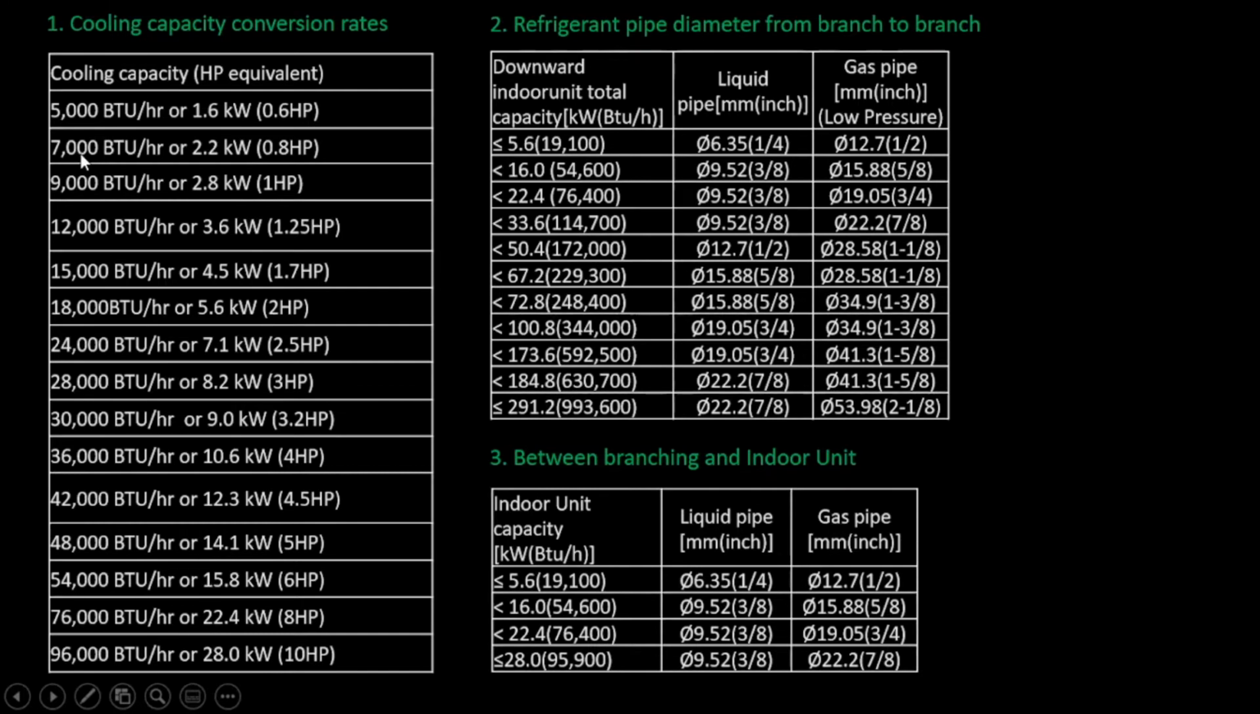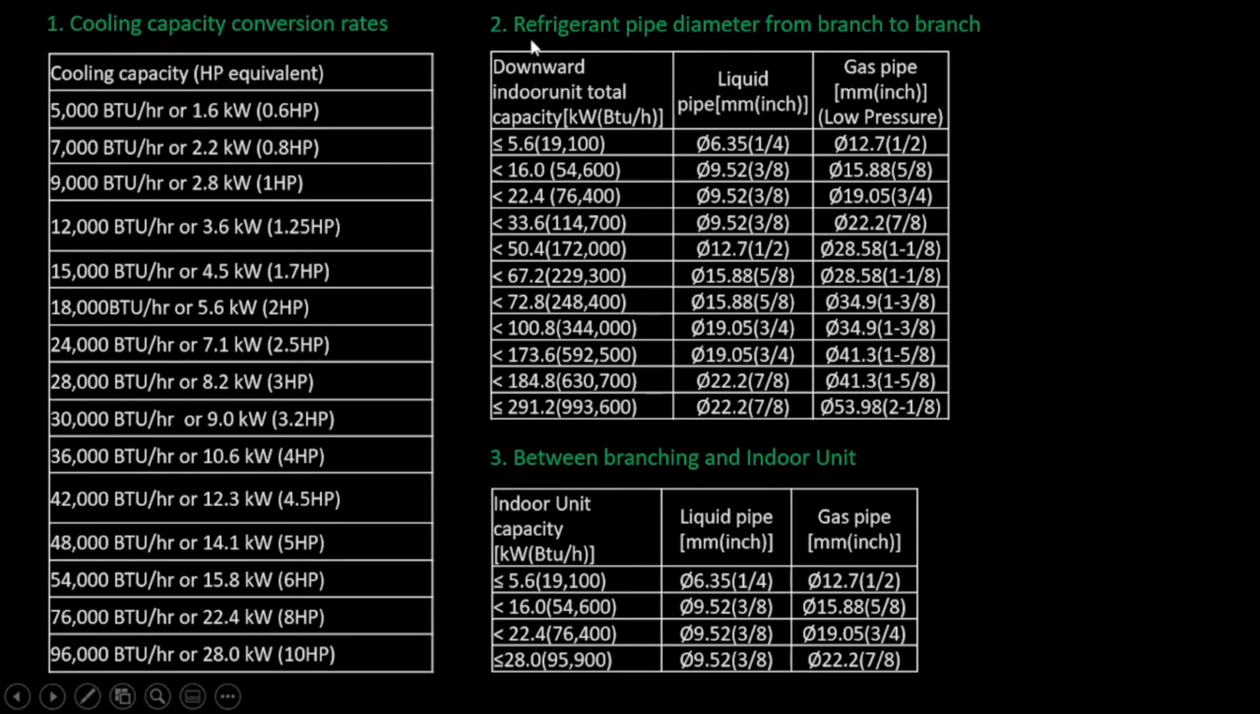7,000 BTU per hour is the same as 2.2 kilowatts, which is also the same as 0.8 HP. 9,000 BTU per hour is the same as 2.8 kilowatts, which is also the same as 1 HP. And we can go on and on until we get to 96,000 BTU per hour, which is the same as 28 kilowatts, which is also the same as 10 HP. So that's for table 1.